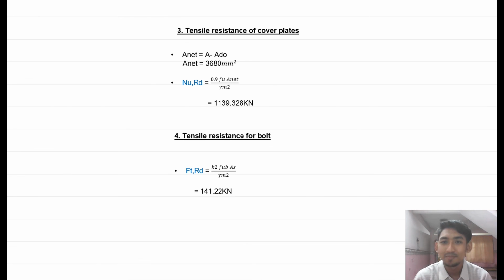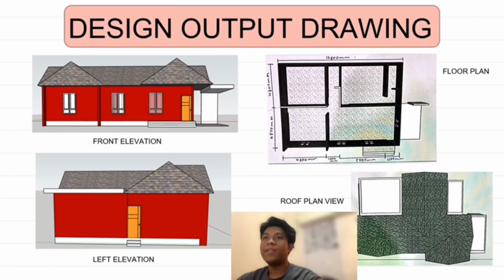Thank you. Next, I will continue with the design output drawing. And this is the house that we built using SketchUp. And this is the front elevation. The bottom one is the left elevation. Next is the floor plan and roof plan view.